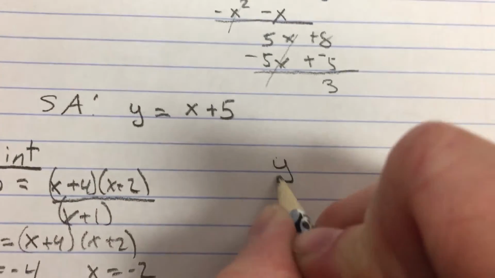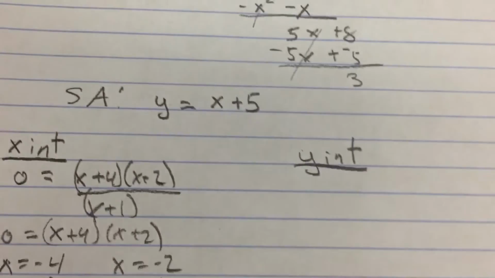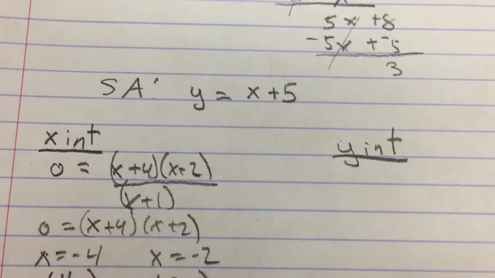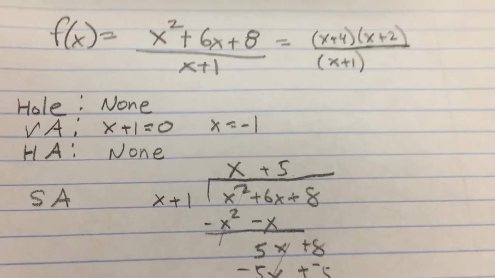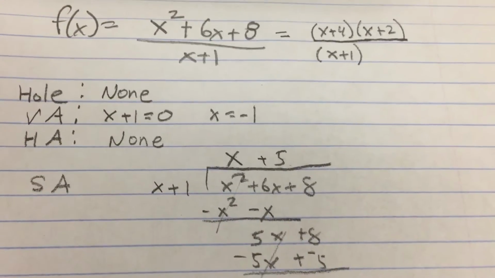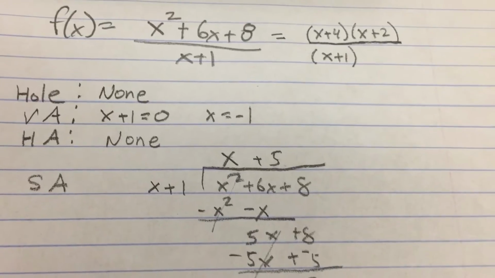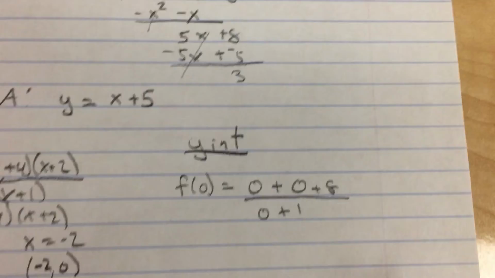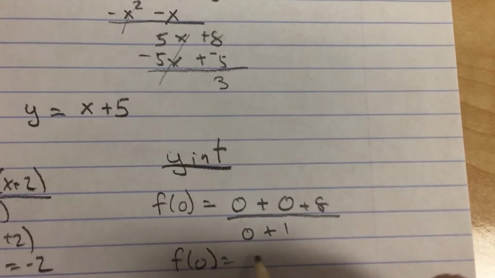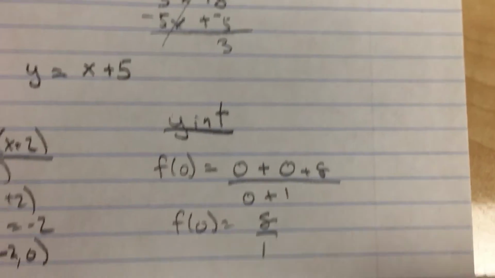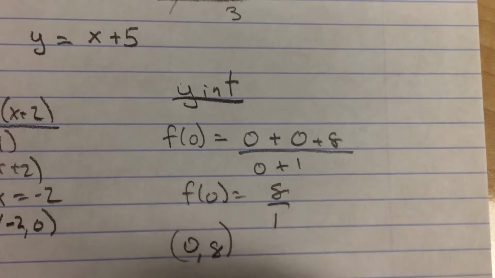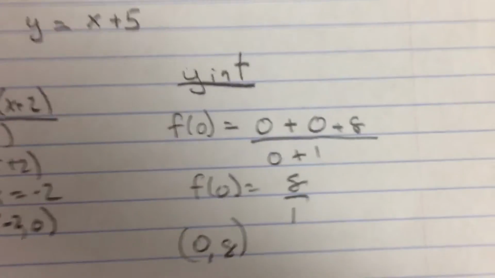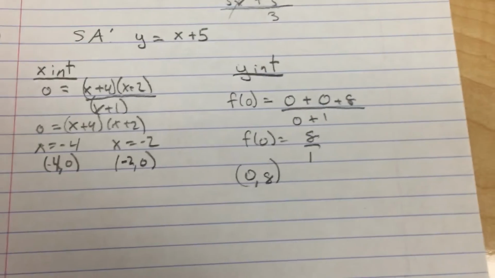Okay. Next thing, y-intercepts. Everywhere I see an x, I'm going to replace it with a 0. I'm going to go back to my original equation for this one. So f of 0 is equal to 0 plus 0 plus 8, and then 0 plus 1. All right, so f of 0 is equal to 8 over 1, which is just 8. So I have 0, comma 8. So I have my x-intercepts. I have my y-intercepts. So what am I going to do?